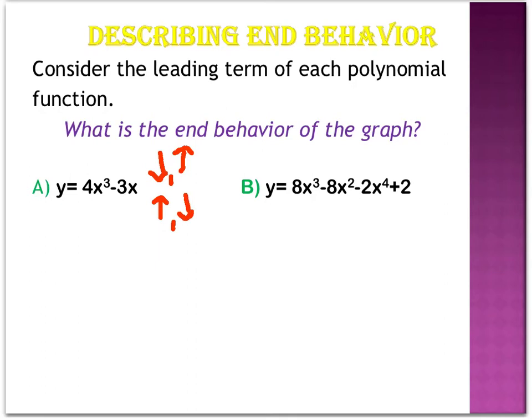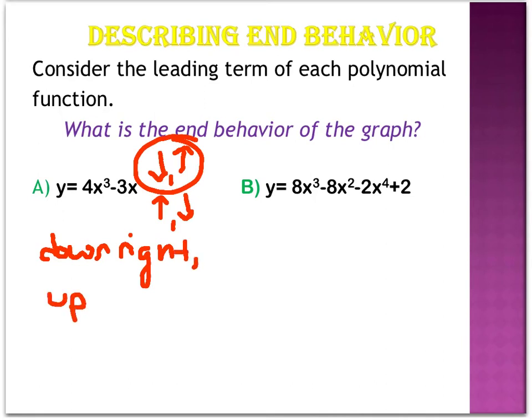Now, to decide which it's going to be, you look at the leading coefficient here. So since the leading coefficient's 4, it's positive, that means it's this first choice here, okay? So we're going to be going down on the right-hand side, and then we're going to be going up on the left-hand side, okay?